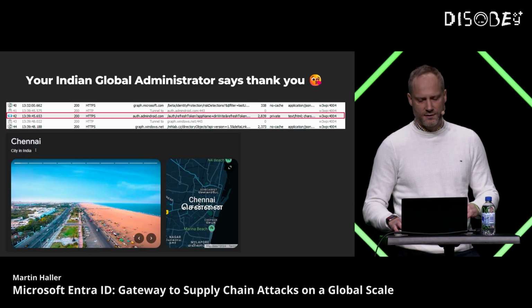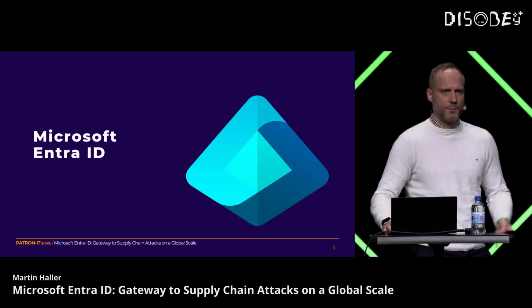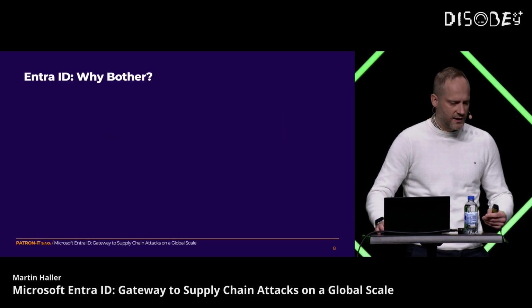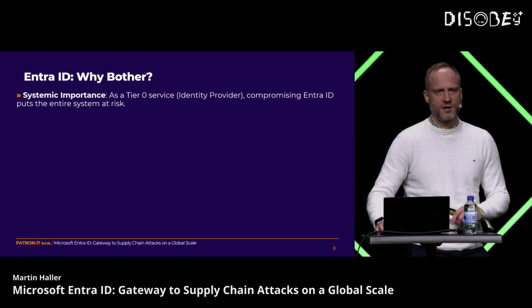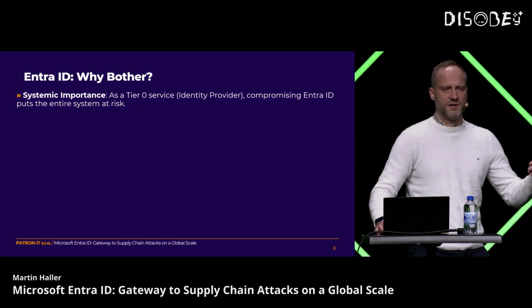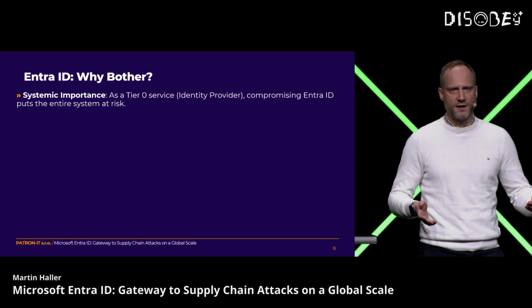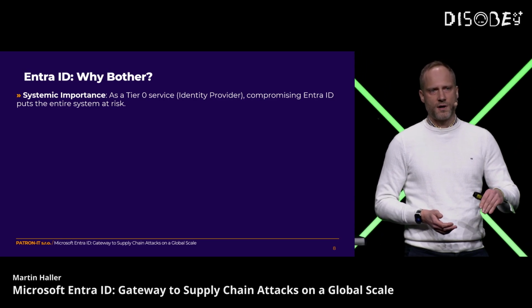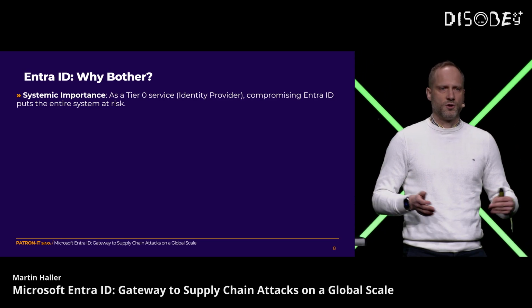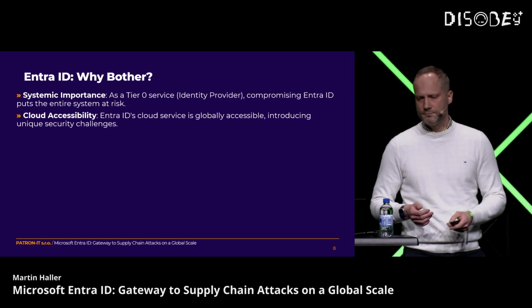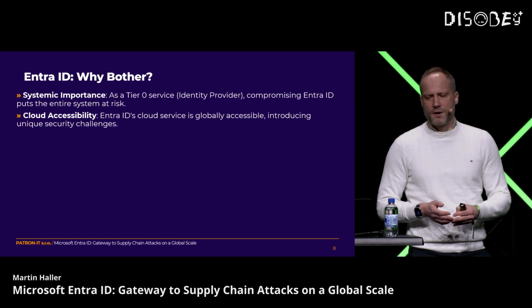But before I start, I would like to lay down some building blocks so that we share the same context. So Entra ID: why should we bother about Entra ID? Because it's a tier 0 technology. It's a crown jewel in terms of defense and attack. Because if someone breaches an Entra ID tenant, he controls the whole company network, the whole infrastructure. And then it's cloud accessible.